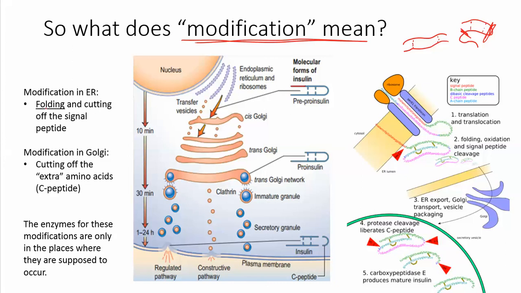So folding. Okay, it has to be folded properly. As it's first coming out, it's not folded properly. Okay, it looks like this. It's just kind of this big string of goo. And so it has to get this proper folding. That's a modification. So this is going to happen in the endoplasmic reticulum in this case.